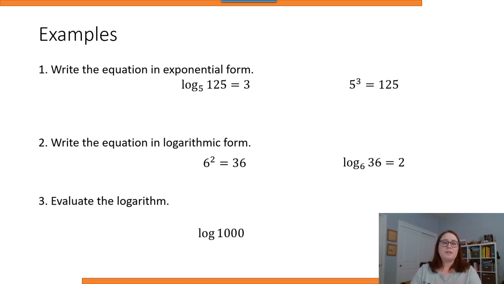The last example here is evaluating this log. Log of 1,000. So there's no base written. That means it's base 10, common log. I can just plug this into my calculator. It's good practice, though, to be able to identify some of the ones that we can evaluate in our head. When I'm trying to figure out what log of 1,000 is, I'm asking myself, 10 to what power will give me 1,000? That will be my answer. Remember, the answer to a log question is always the exponent on the exponential. So 10 to the third power will give me 1,000.